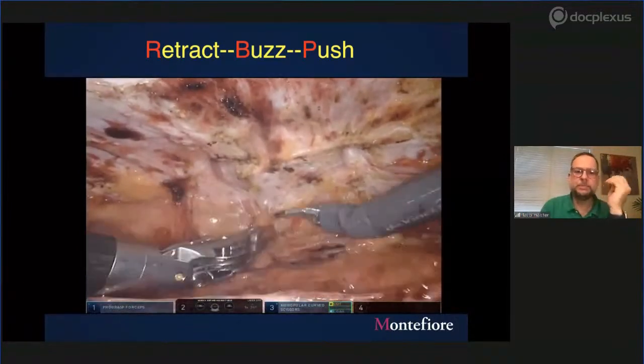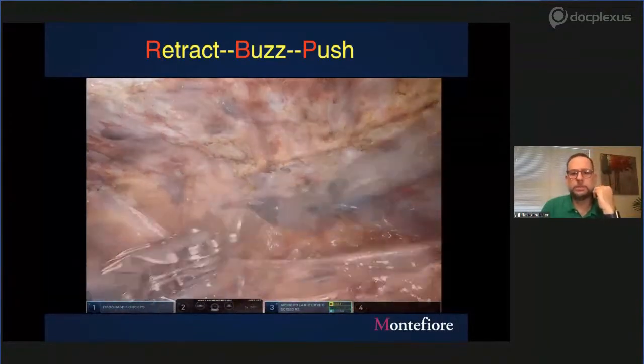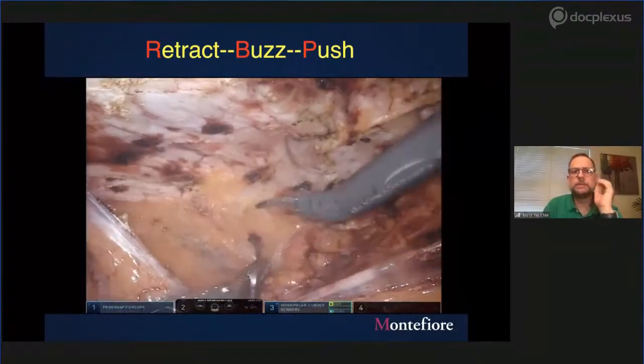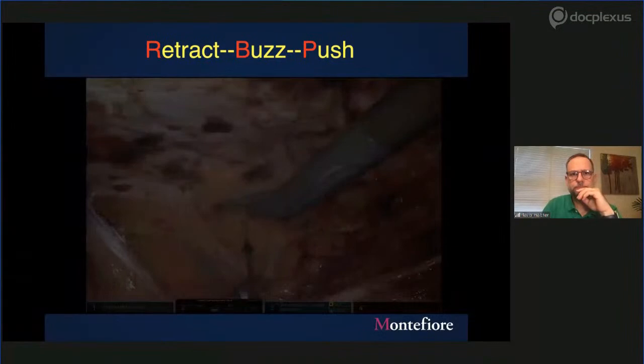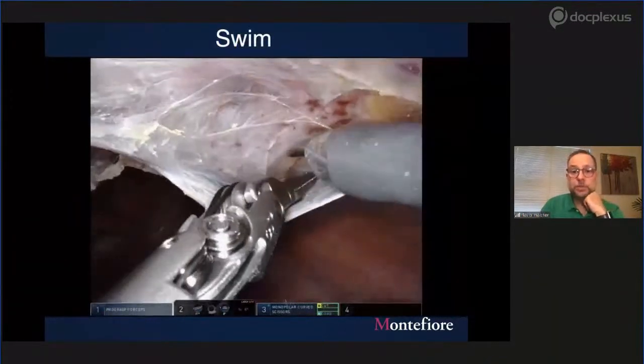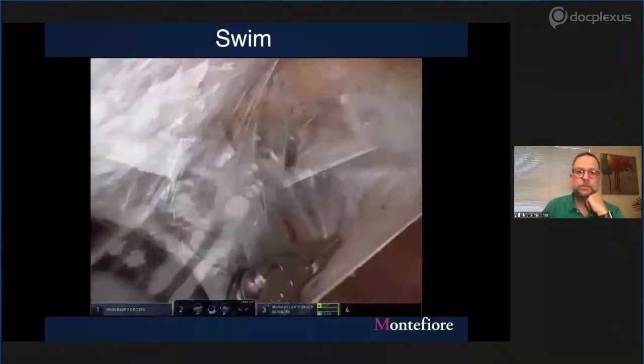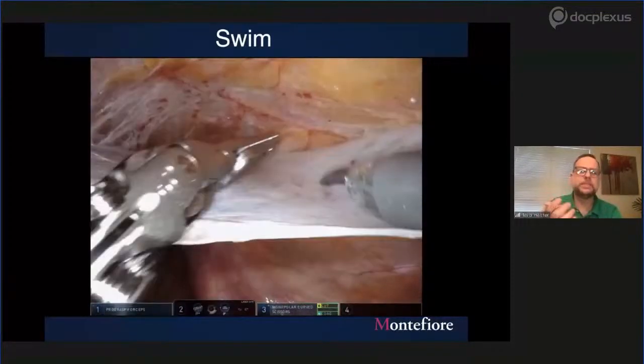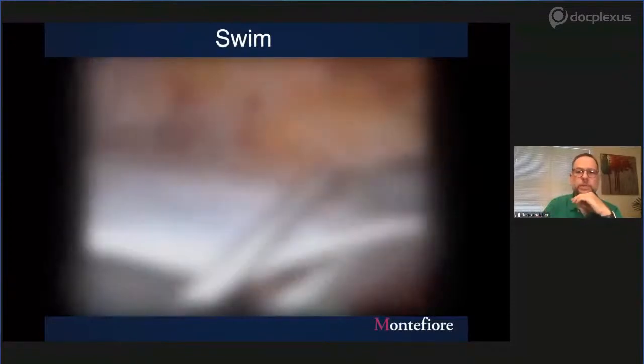That's why I keep telling my fellows and my residents when they attempt these procedures: retract, bust, and push. A maneuver that personally I like a lot is what I call swimming, a breaststroke swimming. I do this in lap TEPs as well for inguinals.